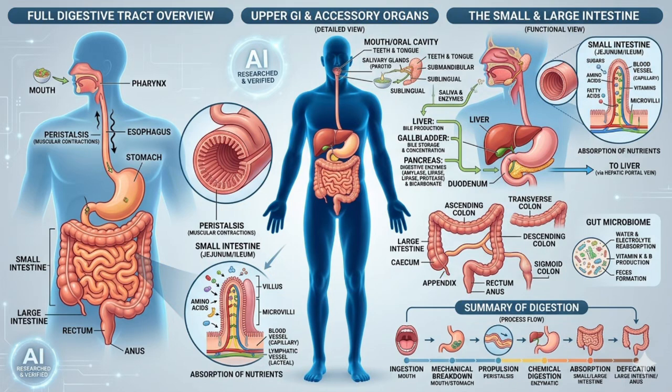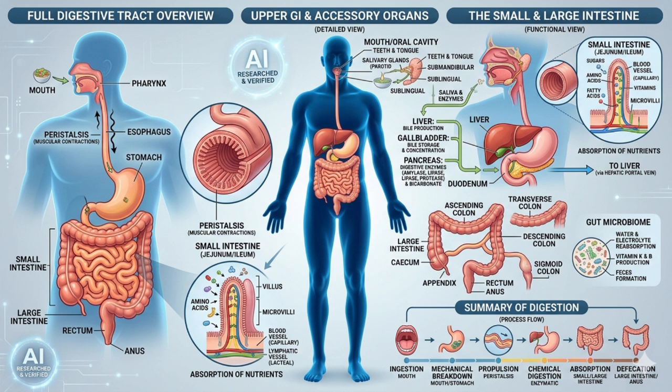Human digestive system and nutrition. The human digestive system is a complex, continuous, and highly specialized tubular system known as the gastrointestinal (GI) tract, or alimentary canal, extending roughly 9 meters (30 feet) from the mouth to the anus.